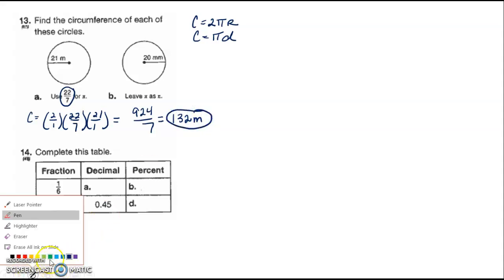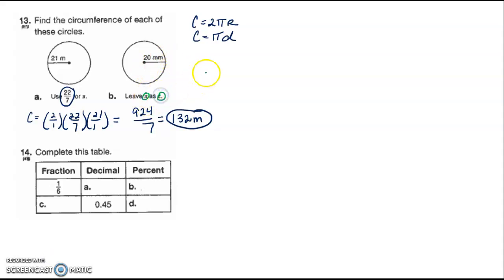Change colors. Okay, so for this one, it's leave pi as pi. This one is probably a little bit harder. So I have circumference is equal to 2 times pi times r. Circumference is equal to 2 times pi times 20. So I know I can multiply the 2 and the 20. So I get 40 pi as my answer.